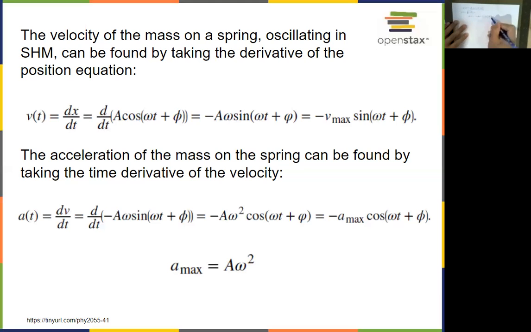Sine has a minimum of -1 and a maximum of 1. So your velocity should also have a maximum, a maximum speed of A times omega. That is, v max equals A times omega. So the maximum velocity can be expressed in terms of the magnitude and the angular frequency.